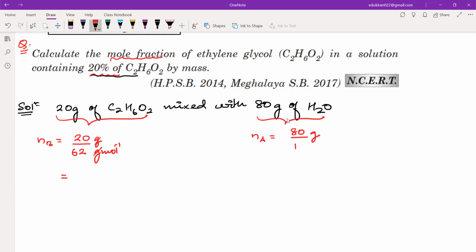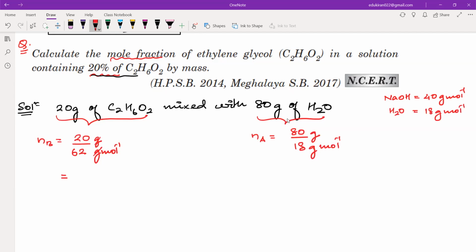80 grams upon the molar mass of water, which is 18. Remember this. You should remember water's. You should remember the molar masses of some molecules, right? For example, NaOH is equal to 40 grams per mole. Similarly, you should remember H2O, which is equal to 18 grams per mole.